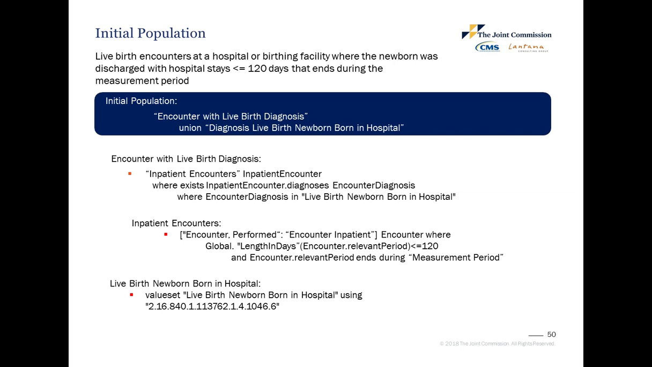The dark blue box on this screen shows that the initial population uses two blocks of logic: encounter with live birth diagnosis and diagnosis live birth newborn born in hospital. The two blocks of logic and value set that are used to create the encounter with live birth diagnosis logic are shown below the dark blue box. So let's dig into each of these blocks of logic a bit further.